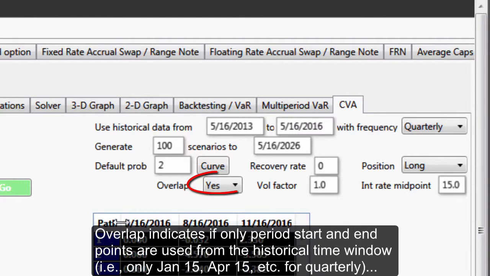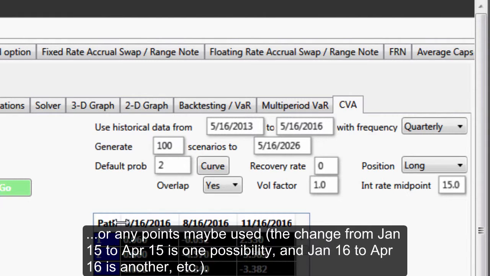Overlap indicates if only period start and end points are used from the historical time window, i.e. only January 15th, April 15th, etc. for quarterly. Or any points may be used. The change from Jan 15 to April 15 is one possibility, and Jan 16 to April 16 is another, etc.